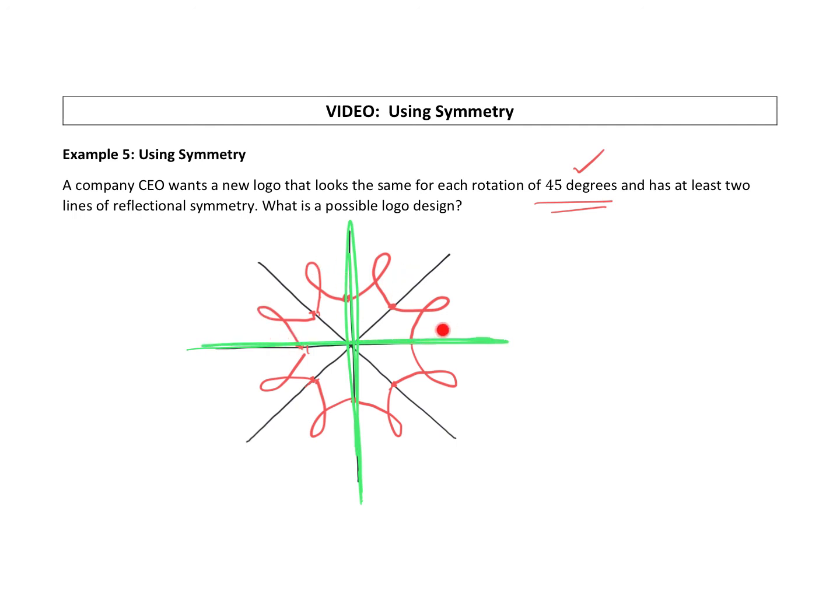All of these top little loops would map onto themselves down here. And then I can continue that. There's another one. There's another one. So I have 4 lines of reflectional symmetry. We had to have at least 2, so we met that requirement as well.